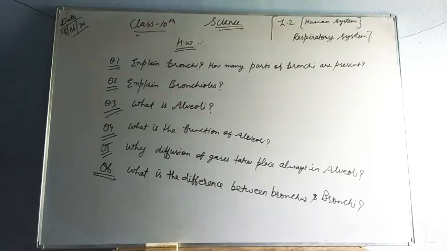Question number 6 is there. What is the difference between bronchus and bronchi? So the bronchus is the extended part of the trachea, which later on gets divided into the bronchi when it enters into the chest. So these are the differences between bronchus and bronchi.